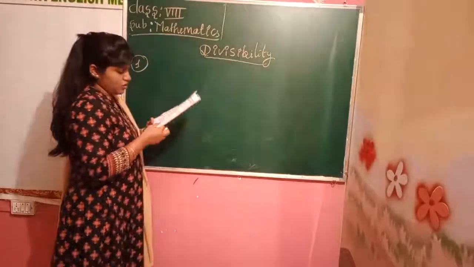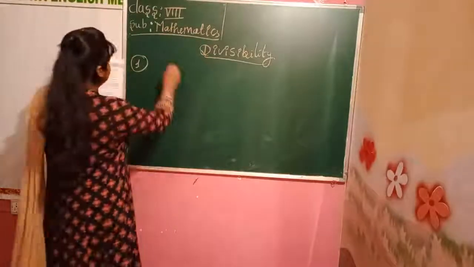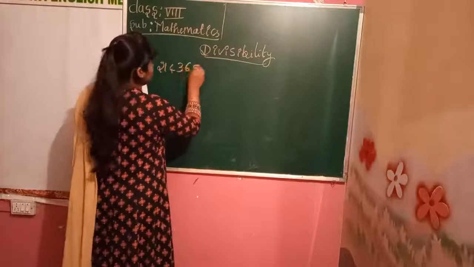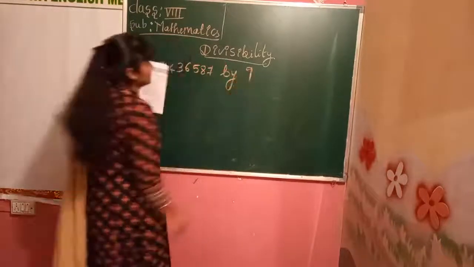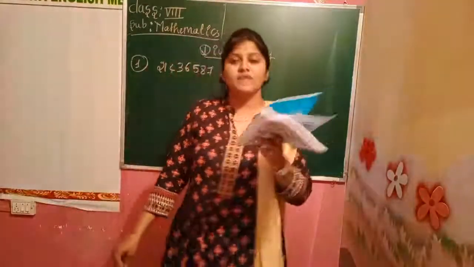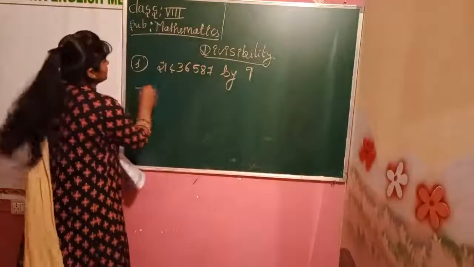First example: check the divisibility of 2, 1, 4, 3, 6, 5, 8, 7 by what number? By 9. I told you how to check the divisibility. What we have to do here is add the digits.